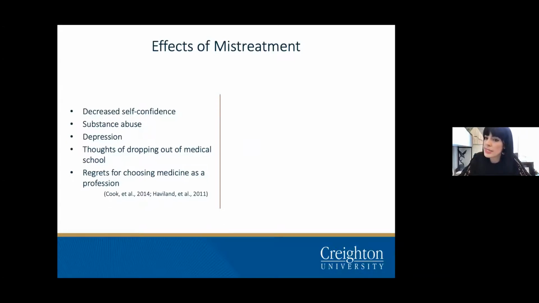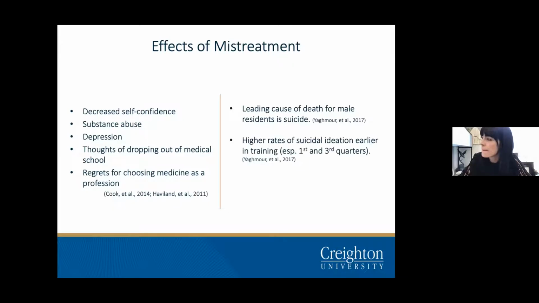And then when it comes to residents, this came out in Academic Medicine in 2017. The leading cause of death for male residents is suicide. Higher rates of suicidal ideation earlier in training. So in the first and third quarter of intern year, we've got an increase in suicidal ideation. It increased 370% during the first 3 months of intern year. Okay, it's a really difficult transition for our interns, and the literature is not encouraging in that regard.